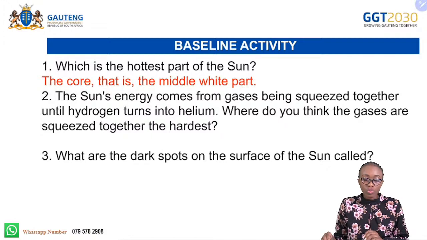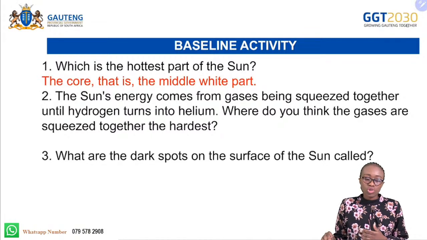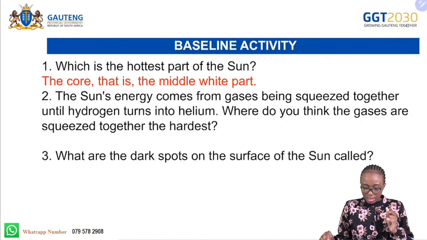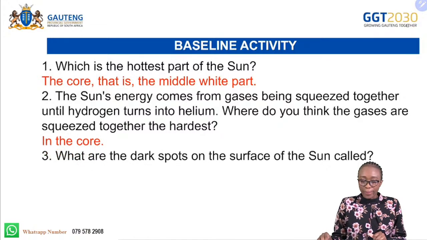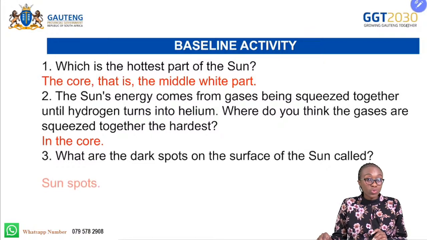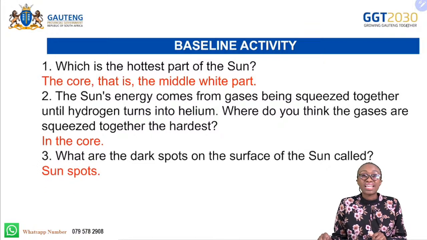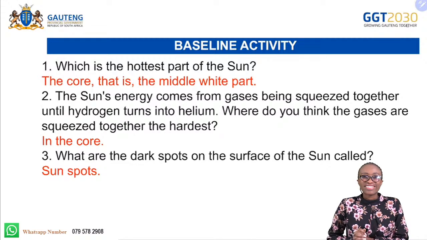And then the second question, the sun's energy comes from gases being squeezed together until hydrogen turns into helium. Where do you think the gases are squeezed together the hardest? They are squeezed together the hardest in the core, which is the middle part. And then what are the dark spots on the surface of the sun? We call them sunspots. I'm going to give you a minute to copy down the corrections.